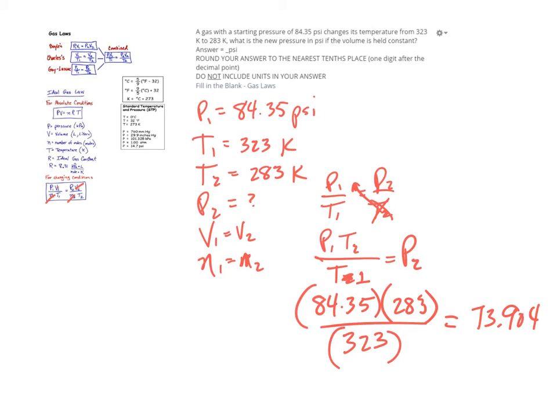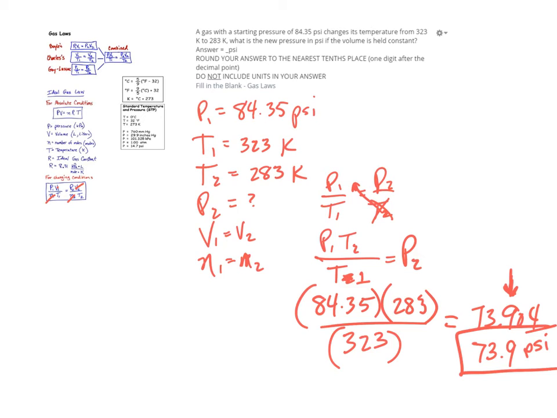73.90417957. Let's see, what do they say? Round your answer to the nearest tenths. So I'm going to round that 9 followed by 0. I'm just going to leave it as 73.9. And I'm going to call it psi. And that's what they asked for, so I'm good to go. If they ask for something else like atmospheres or kPa, then I might have to convert it. All right, we're going to leave it at that. This is a fill-in-the-blank question, so when you put the answer in, don't put the psi in there. You might get it wrong.